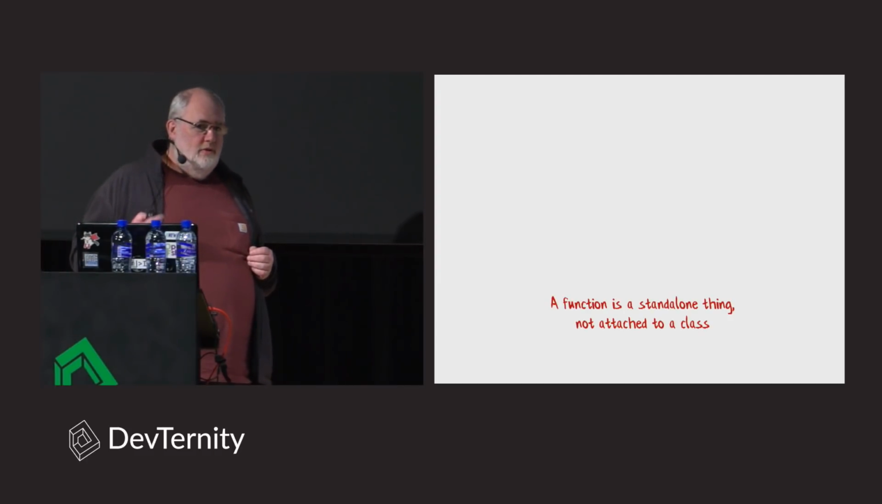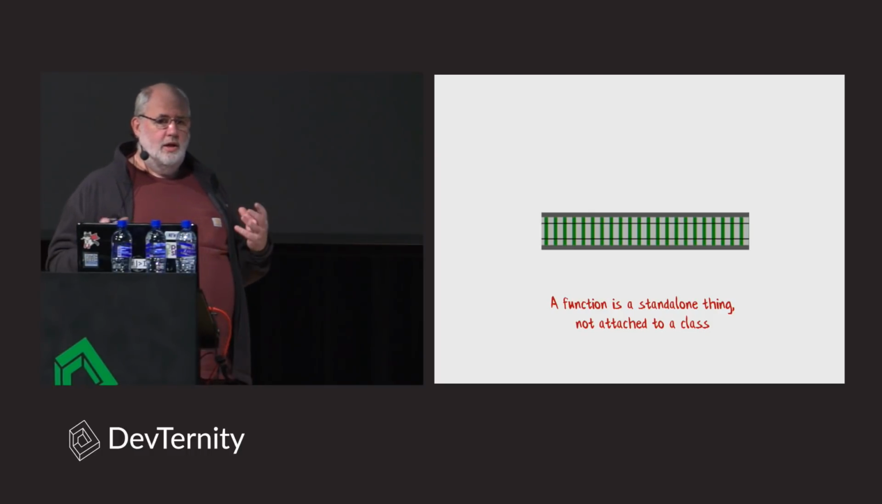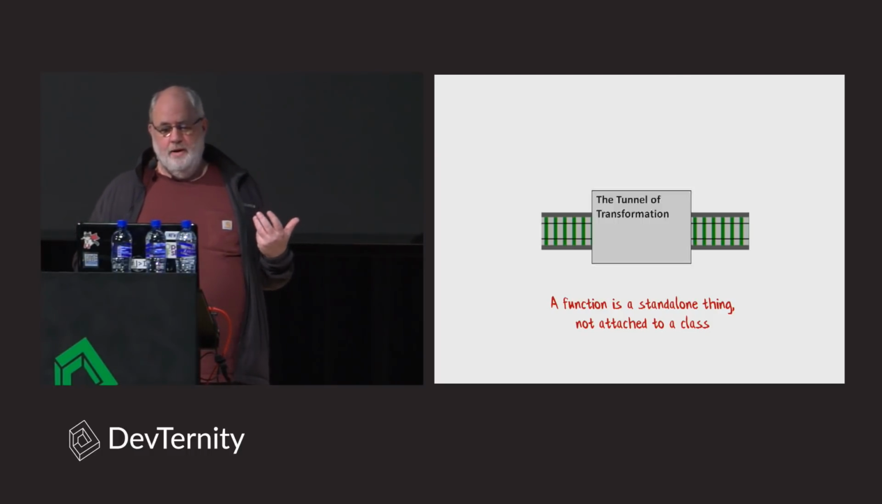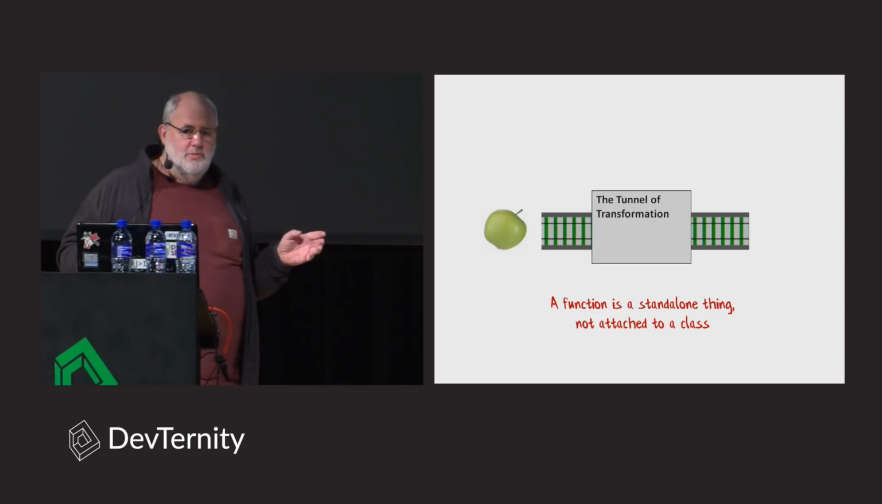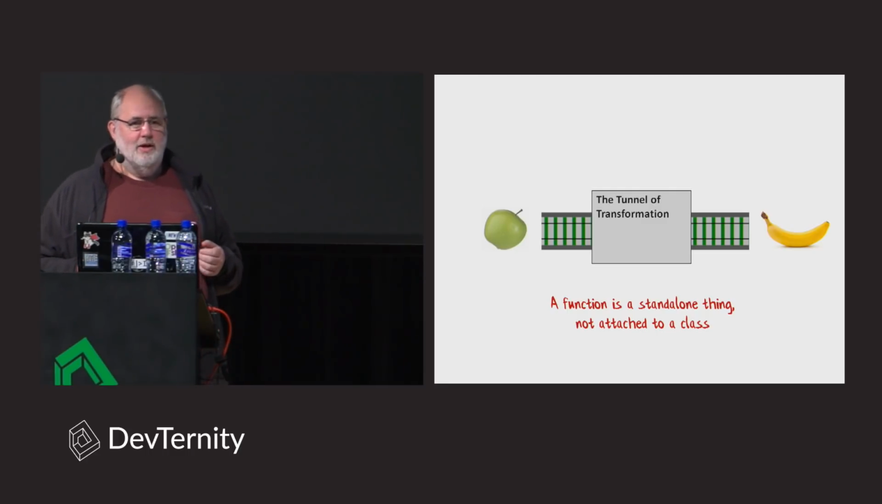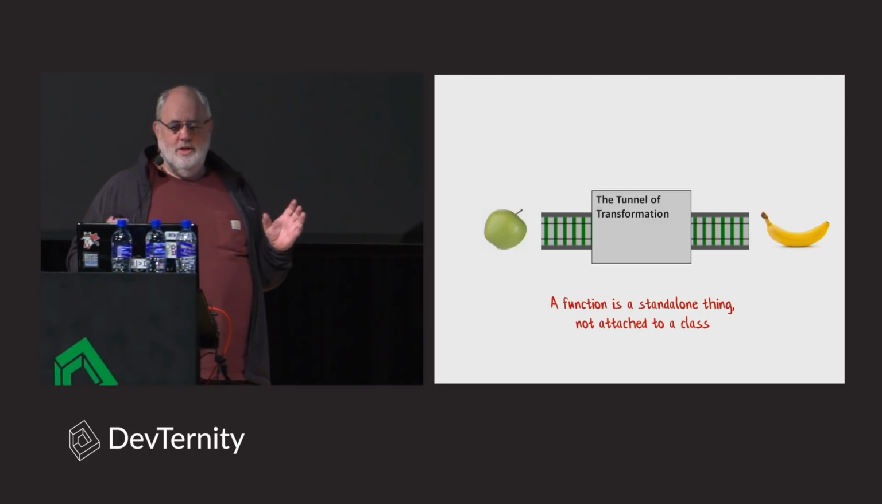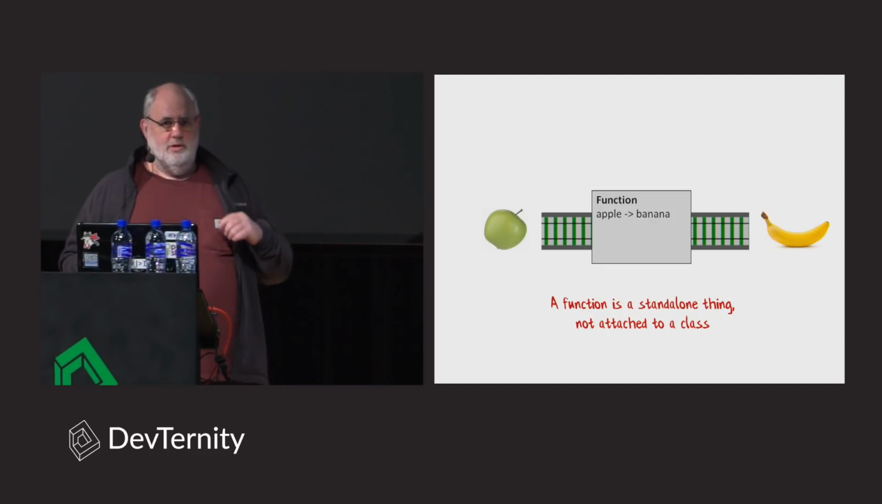So the first thing, functions are things. They're not attached to classes like in OO. I like to think of them as little bits of railway track. And there's a little tunnel, a tunnel of transformation, and something comes in, like an apple, and it comes out as a banana, all right? So that's what a function does. It's just a standalone thing, and we say this is an apple to banana function, apple, arrow, banana, all right? So that's it. That's what a function is.